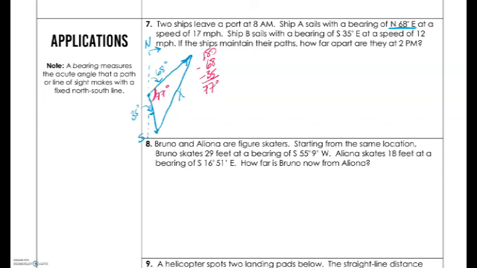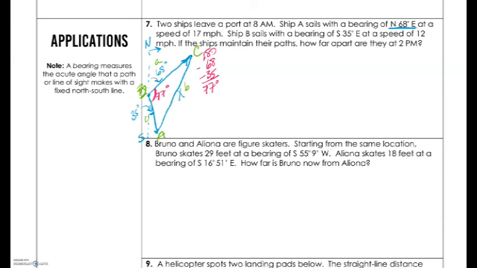So if the ships maintain their paths, how far apart are they at 2 p.m.? You can just go ahead and now label your triangle. So I'm going to call this A, B, C. And so my little a is 68, my little b is x, and my little c is the other side over here.